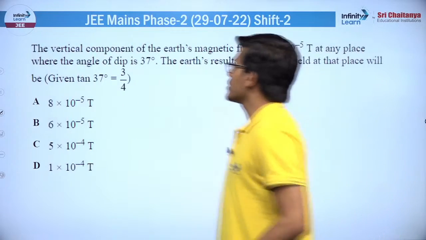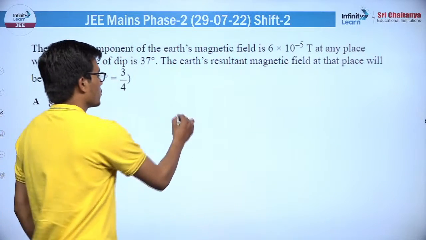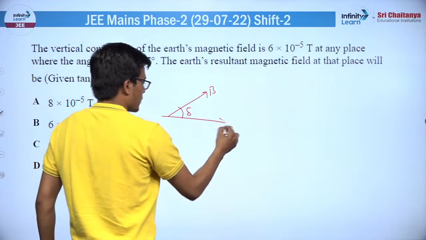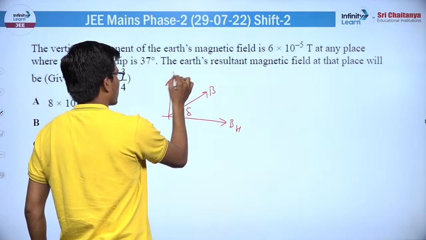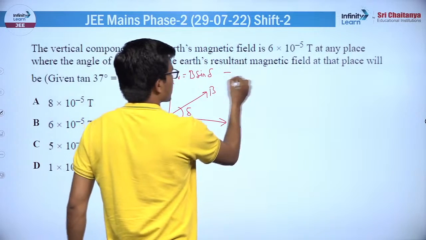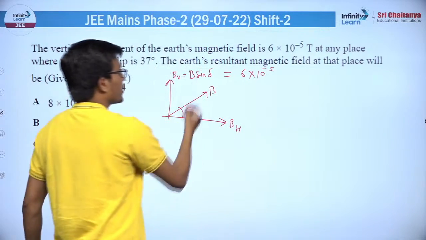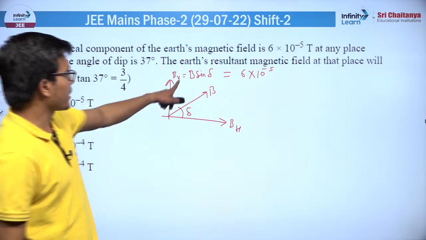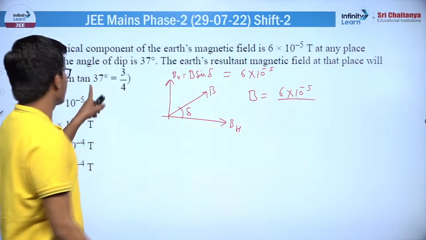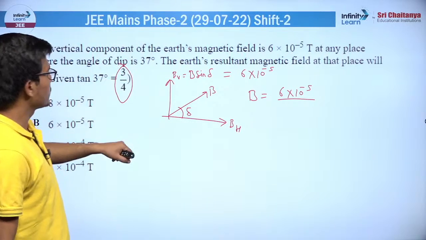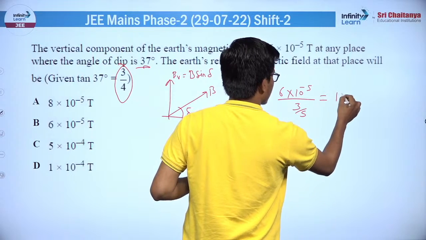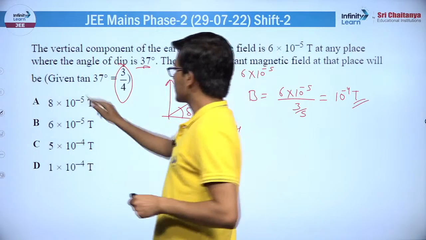The next question is, vertical component of the Earth's magnetic field is this. So you know that at any point, if this is the angle of dip, this is the component BH and this is BV, so it will be actually equal to B sine angle of dip, right? This is given to you 6 into 10 to the power minus 5, and you need to find the value of resultant magnetic field, means B. B you need to find, so 6 into 10 to the power minus 5 divided by sine delta, and this is given to you 3 by 4, 37 is angle and sine 37 is 3 by 5, so it is 10 to the power minus 4 Tesla, right? This is given to you.